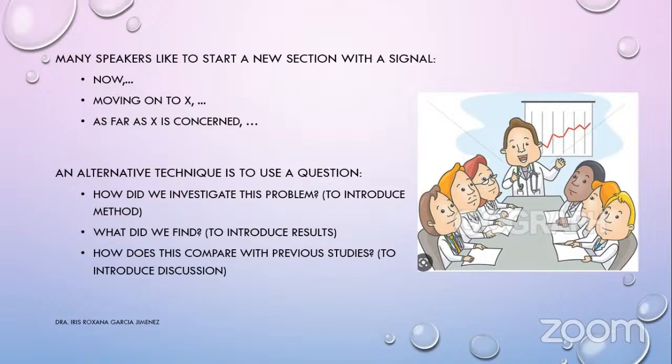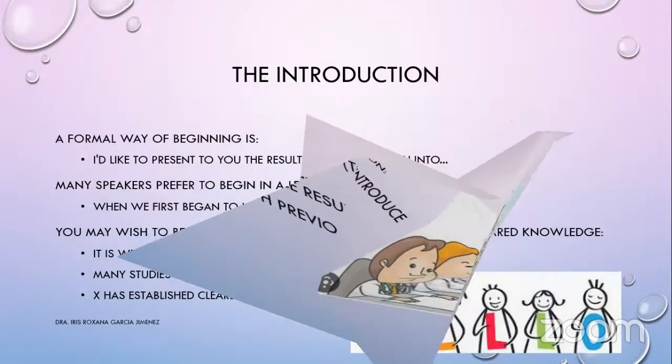An alternative technique is to use a question. I mean, we can start in that way. To introduce the method, we could say, how did we investigate this problem? Well, a question makes it more interesting and it's easier to make. To introduce results, we could say, what did we find? Easy, right? Or to introduce discussion, how does this compare with previous studies? Easy, that's one of the best ways to do it, asking questions, because we catch the attention of the audience and it's easier to make.